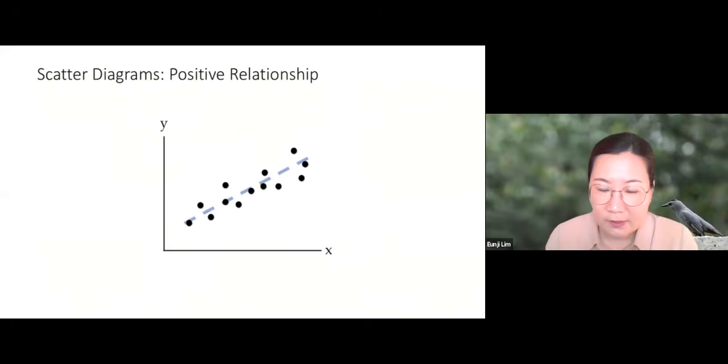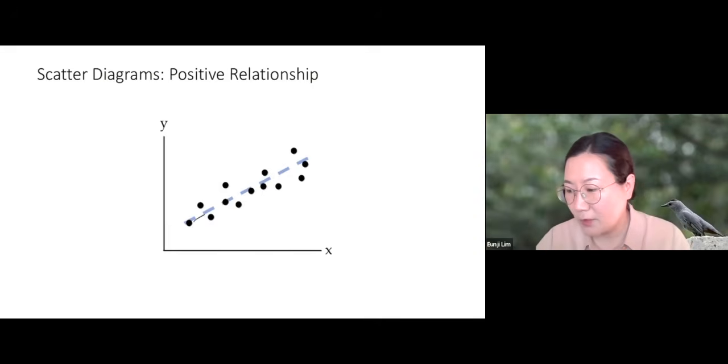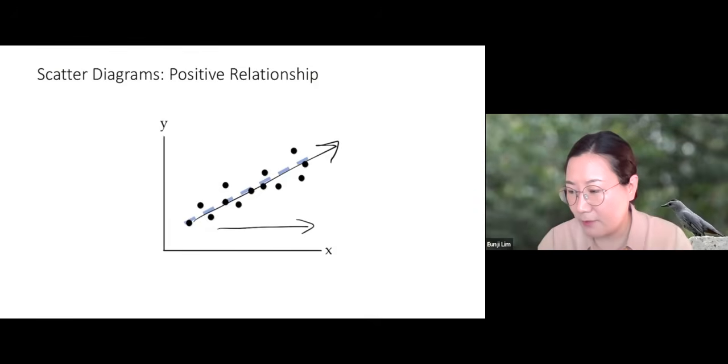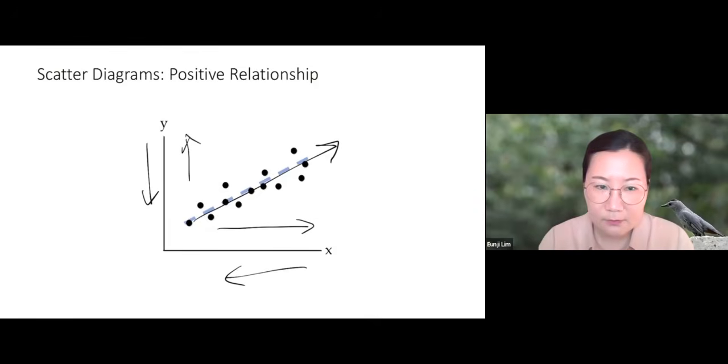After you plot the scatter diagram, you can use it to find the relationship between x and y. For example, if your scatter diagram shows this trend that's going up, that means there is a positive relationship between x and y. In other words, x and y move in the same direction. If one goes up, the other goes up. If one goes down, the other goes down.